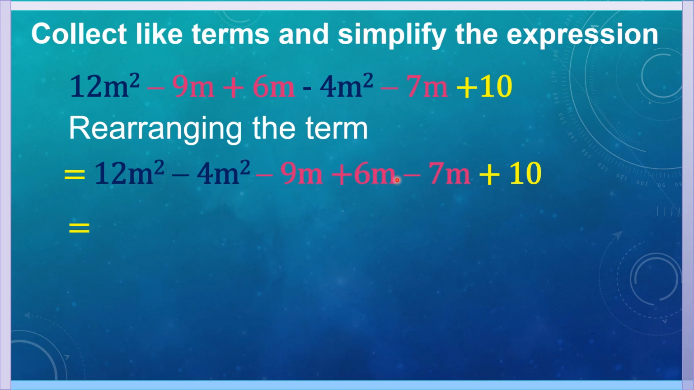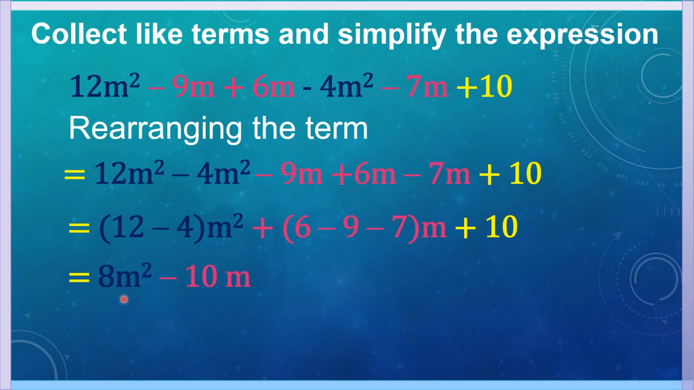Simplifying further, 12 minus 4 m square, plus 6 minus 9 minus 7 m, plus 10. 12 minus 4 m square is equal to 8m square. Minus 9 minus 7 is minus 16. We have plus 6 also. Minus 16 plus 6 is equal to minus 10m. 8m square minus 10m plus 10 is the final answer.